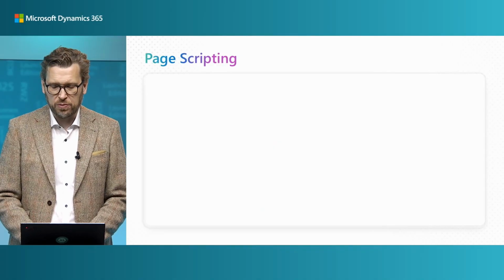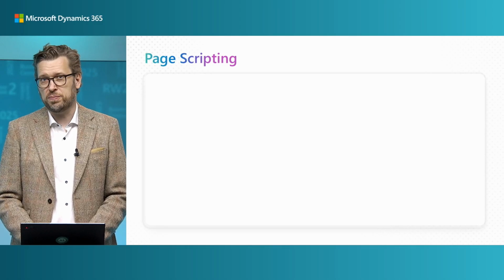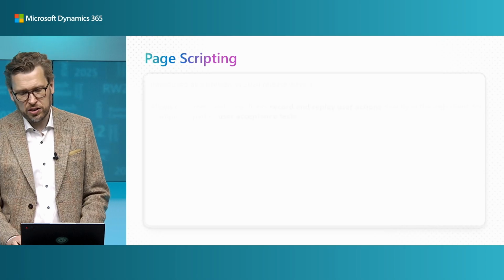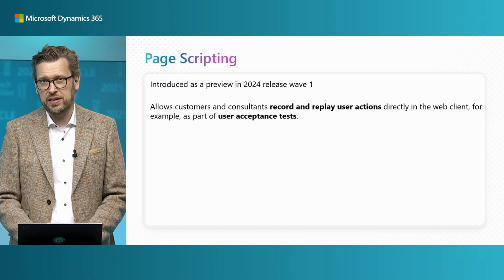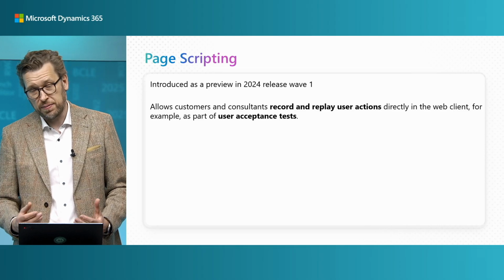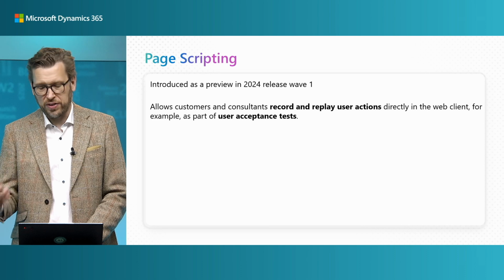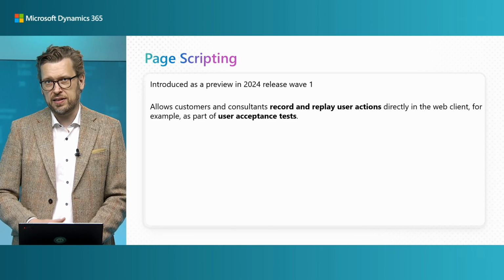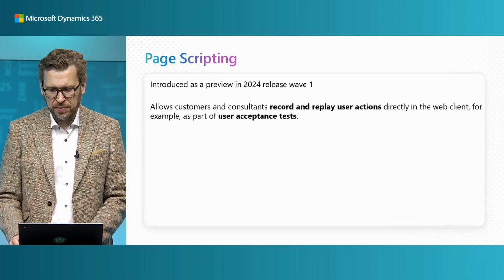Vasil and I will introduce some enhancements to the page scripting tool that we launched in preview some releases ago. Page scripting allows customers and consultants to record and replay user actions directly in the web client, for example, as part of user acceptance tests, thereby offloading developers and empowering customers and consultants to create tests in a more agile, quicker, and more cost-effective way.